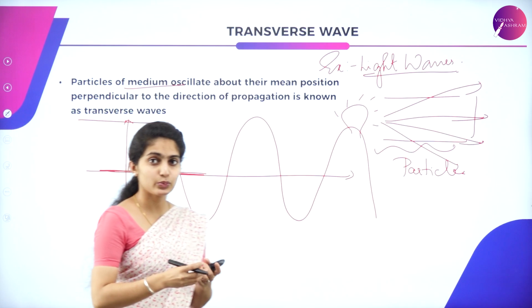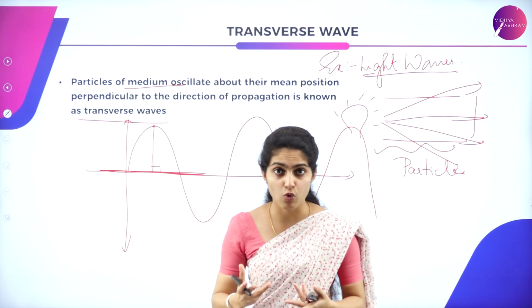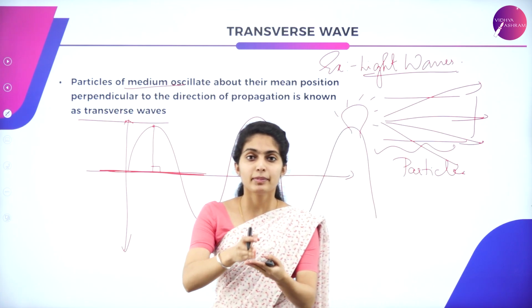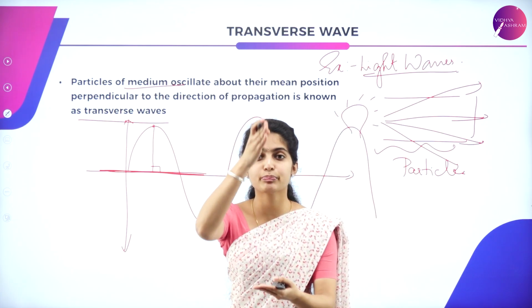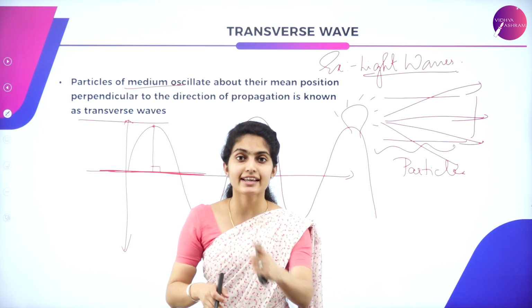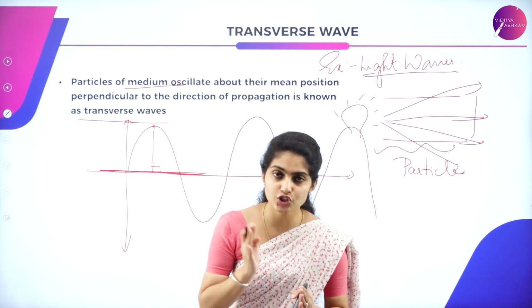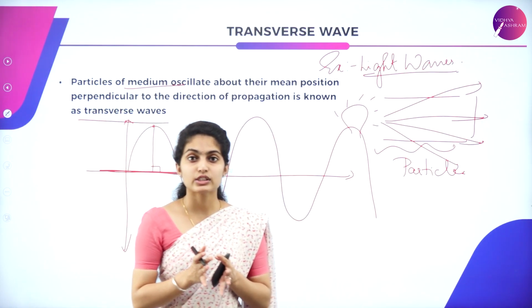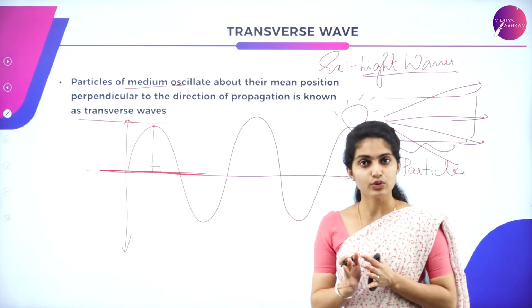So what are transverse waves? If the particle of the medium is making an oscillation which is perpendicular to the direction of its movement, that is, the direction of its propagation, such a kind of wave is said to be a transverse wave. And the example for a transverse wave is nothing but light waves.